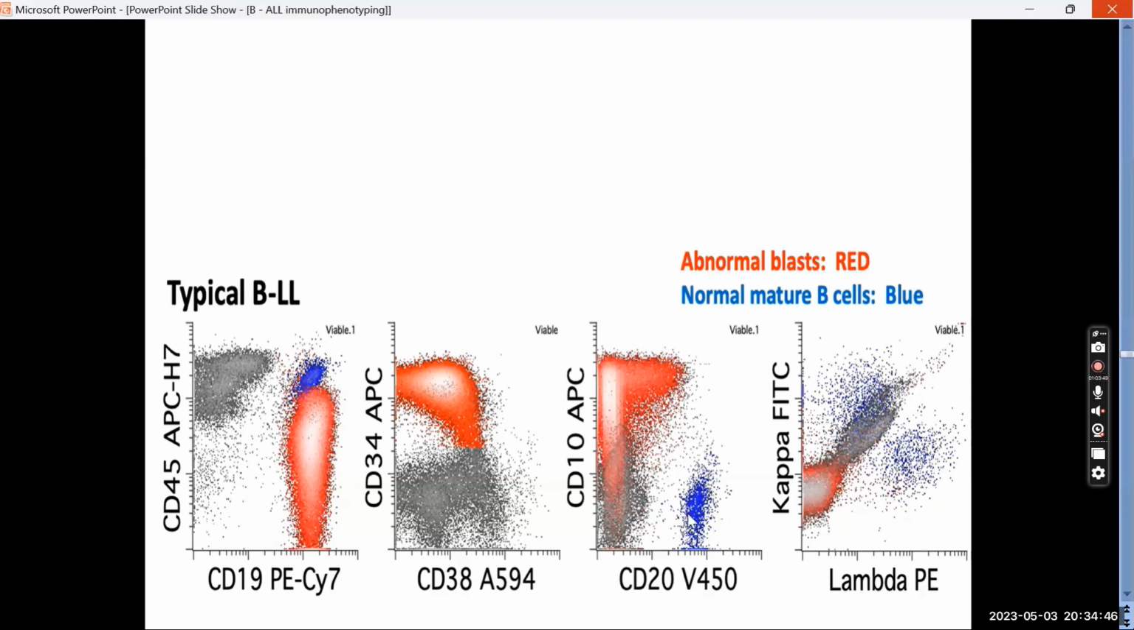Okay, you have a normal internal control here, normal B cells. You see the intensity, the blast is negative for CD20, or it is showing only a small subset which is dim positive. It's not even reaching up to the level of normal B cells here. Okay, and it is negative for both kappa and lambda. Now I'm sure that it's an immature B cell, neoplastic B cell.